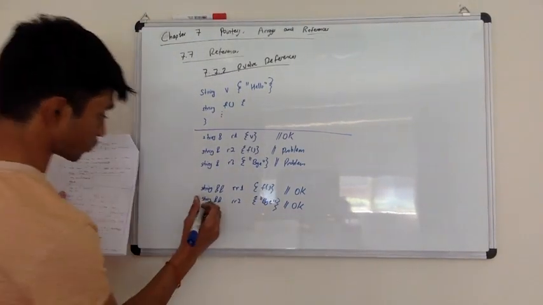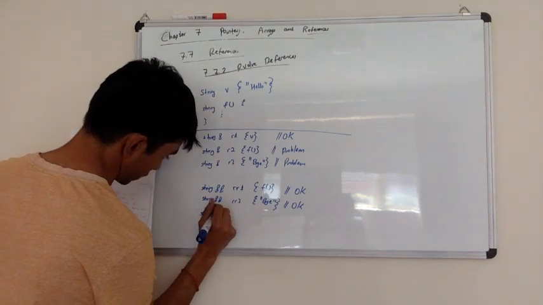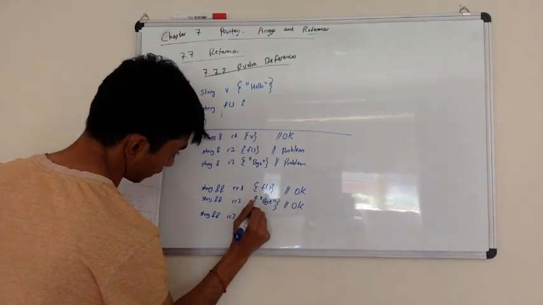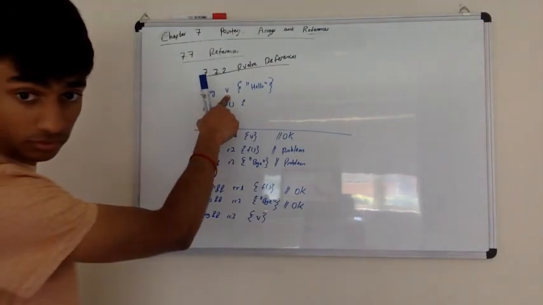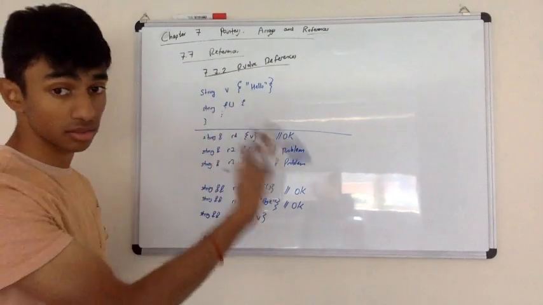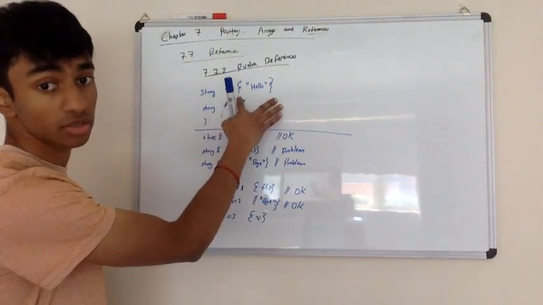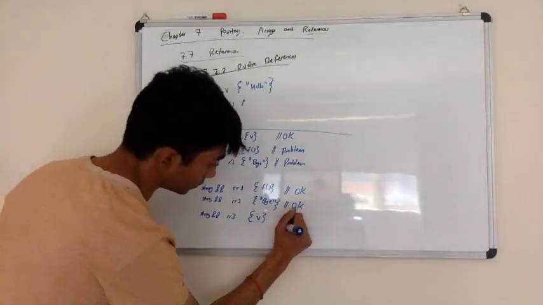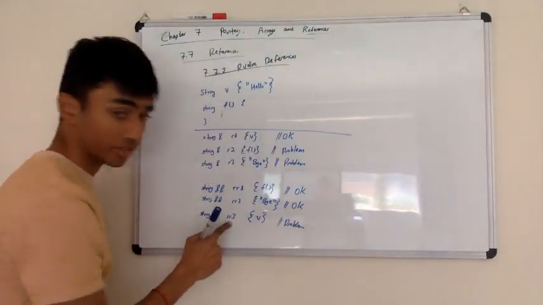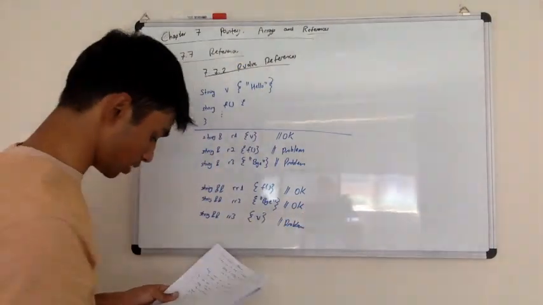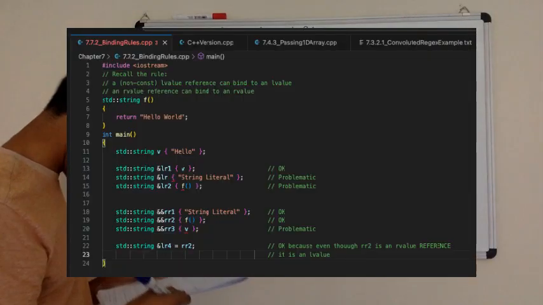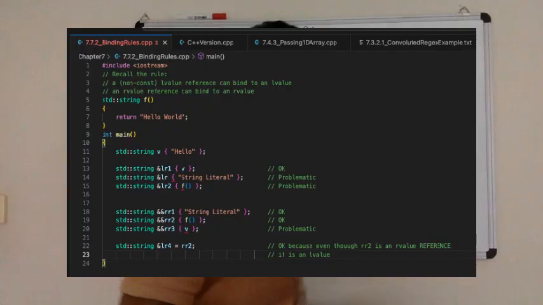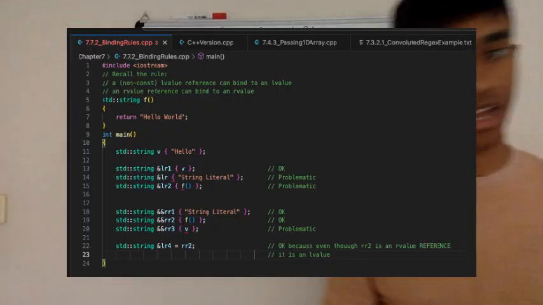However, if we try string double ampersand rr3 and assign it to the v value, remember v is an lvalue. This variable v is a name that points to an object in memory. So this is a problem. Binding an rvalue reference to an lvalue is not allowed. And of course, as we mentioned before, if it was a const lvalue reference, then that can bind to a literal.